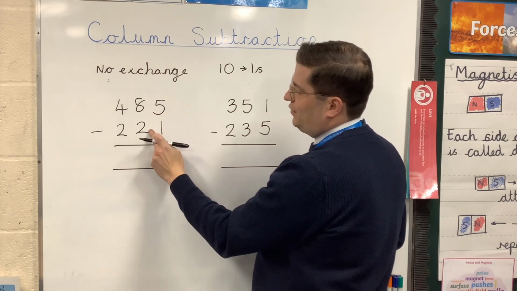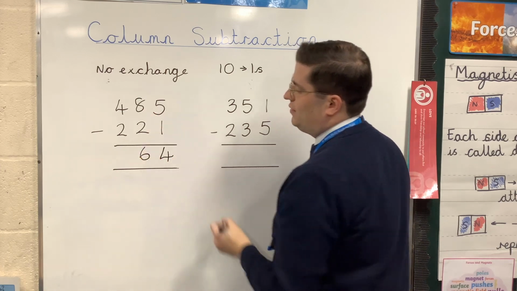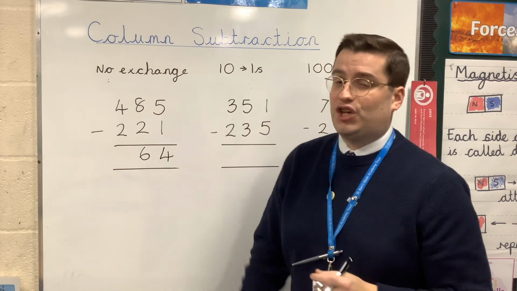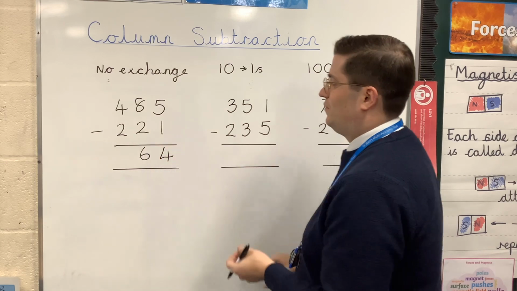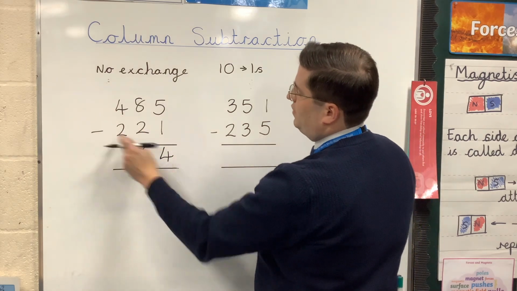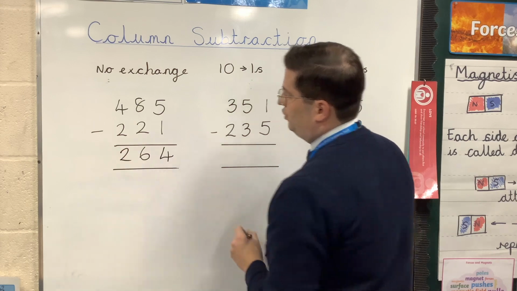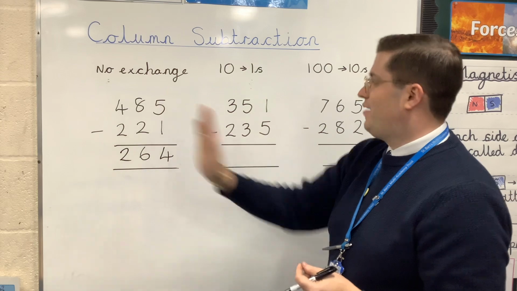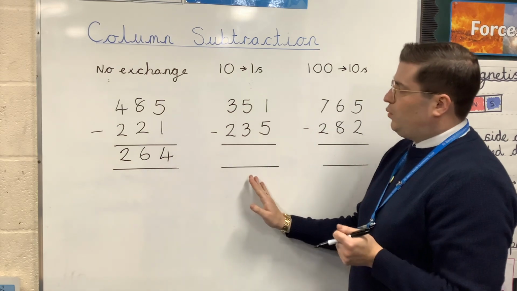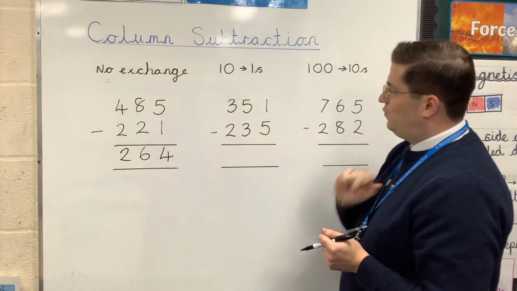8 tens take 2 tens will be 6 tens. You'll notice I'm not saying 8 take away 2 because that's not what we're doing. We're doing 8 tens take away 2 tens. 400s minus 200 will be 200s. So you can see there, no exchange has taken place. That's relatively straightforward. Here, we will need to exchange some tens into ones.